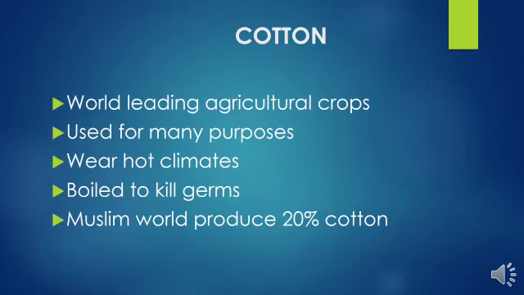The next one is cotton. Today, cotton is one of the world's leading agricultural crops. It can be used for many purposes: cheap cloth for everyday use as well as expensive luxury material. It can be made into the thinnest and finest fabrics. It is comfortable to wear in hot climates and it rapidly absorbs moisture released from the body as sweat.